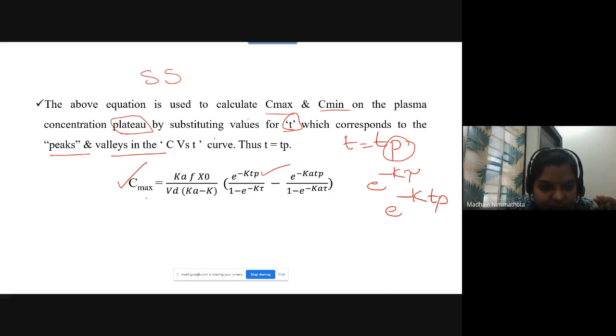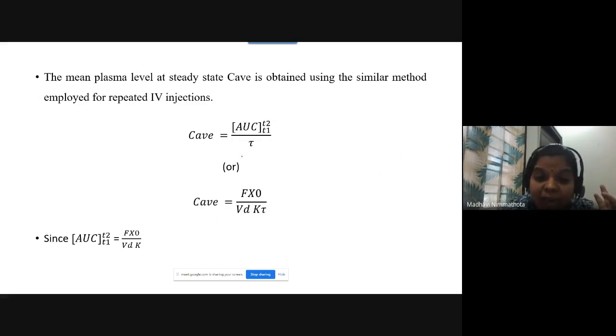Okay. So then our equation is like this. This is for C max, maximum drug concentration at the steady state. Ka f x naught divides with Vd into Ka minus Ke. This is the same. Okay. Then e to the power of minus Ke tp divides with 1 minus e to the power of minus Ke tau. Then e to the power of minus Ka tp by 1 minus e to the power of minus Ka tau. So this is the equation for C maximum.